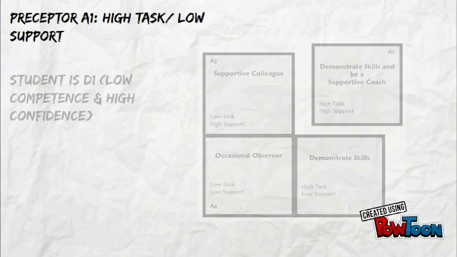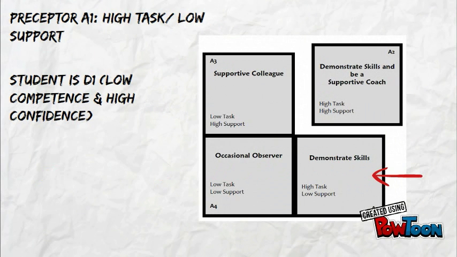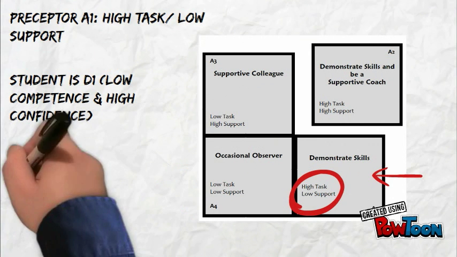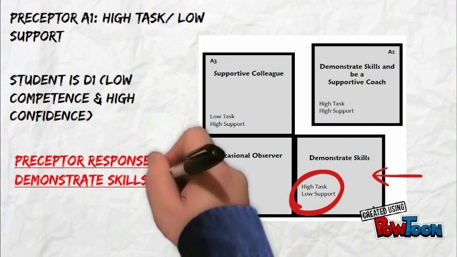If the student has indicated they are at a D1 of low competence and high confidence, then the preceptor responds with high task, so lots of telling, direction, and demonstrating, and low support because the student does not feel they require the support at this time. The focus of the preceptor is to demonstrate skills.